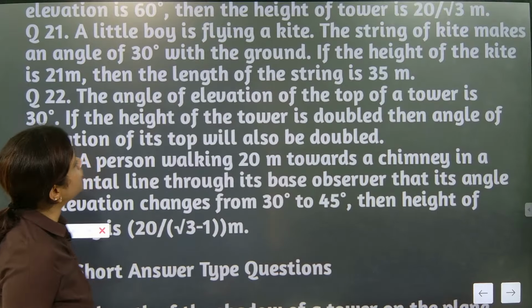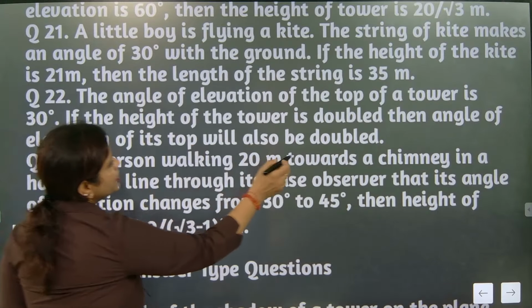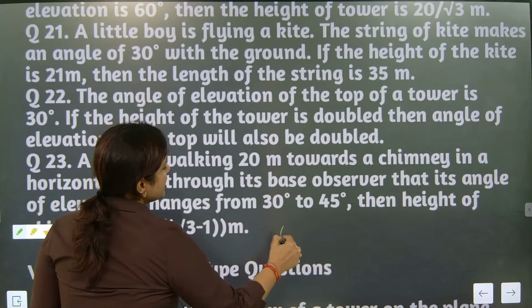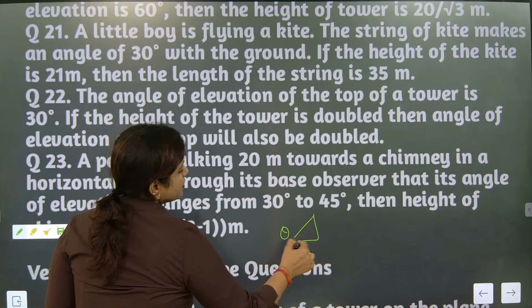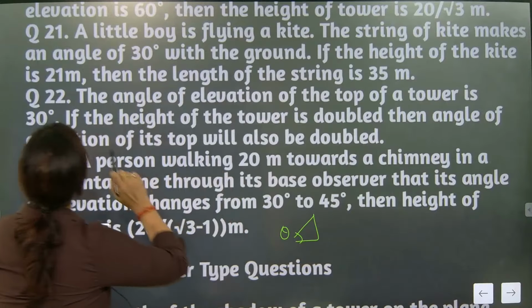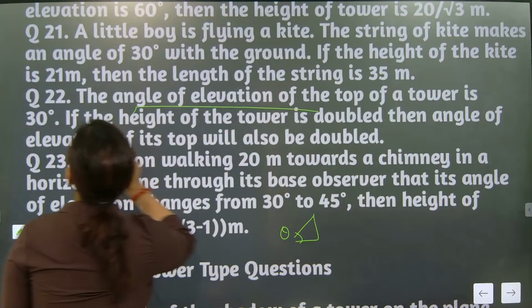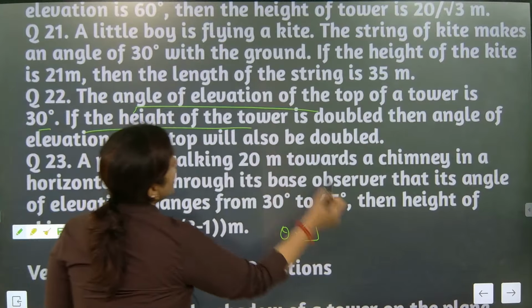That means what? You need to check if the height of the tower is double. See, look here. Theta is the angle of elevation. Got it? Now, what is the height? Listen. The angle of elevation of the top of a tower is 30 degrees. If so, height is double.